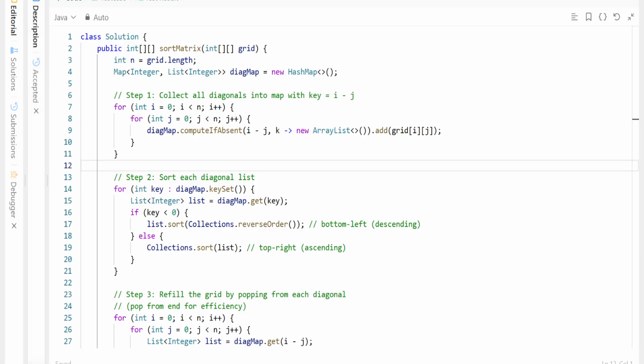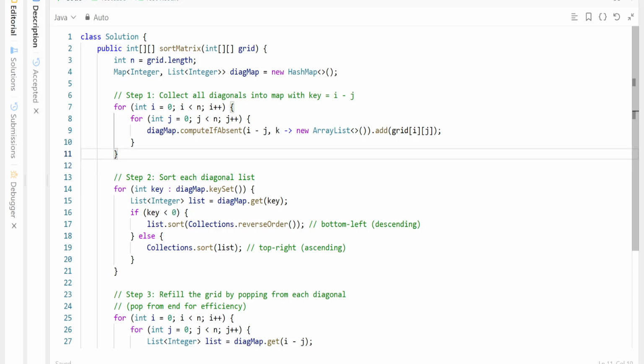Very first, what you need to do, you will get the diagonal map that we are talking about, right? Here we will have the diagonal as a key. Here will be a list of elements from the diagonal. Then we'll collect all the diagonals and map them in here. Like the key should be i minus j, as we have talked about.